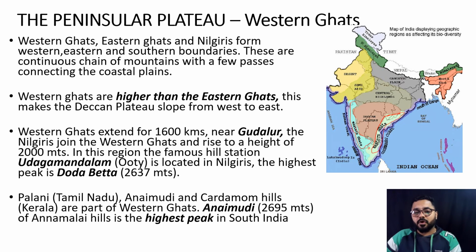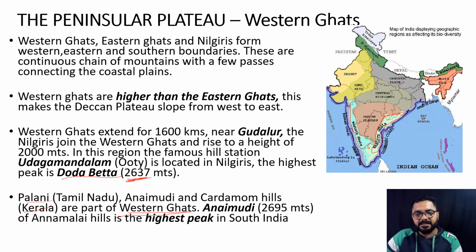At that point, the highest peak is Doda Beta, which is about 2,637 meters in height. Some of the popular hill stations are Palani in Tamil Nadu, and Anaimudi and Cardamom Hills in Kerala, which are part of the Western Ghats.